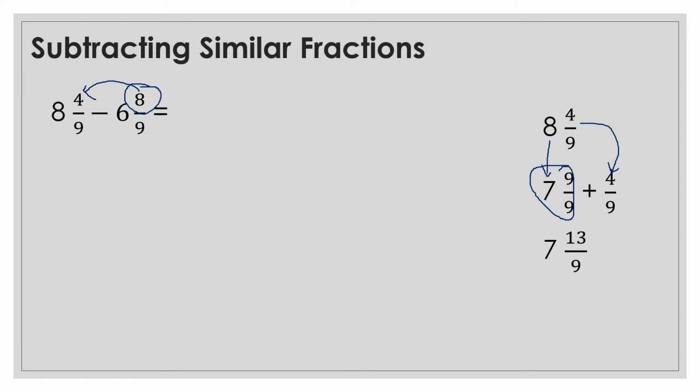And then, we add our fractions. That would be 9 plus 4 equals 13. Copy the denominator, 9, and the whole number, 7. So, 7 and 13 over 9 will be used to answer our problem. That will be 7 and 13 over 9 minus 6 and 8 over 9.